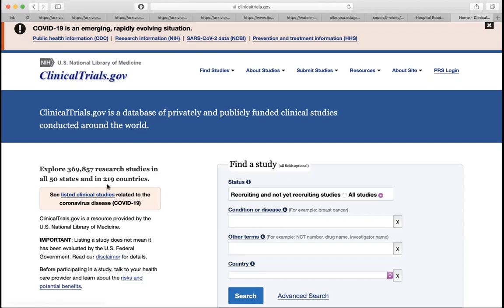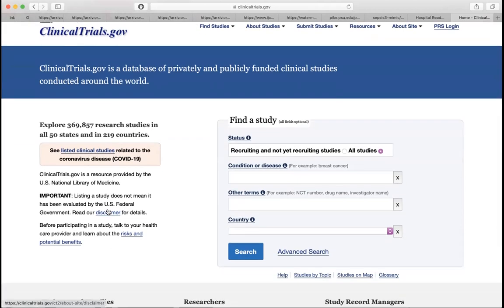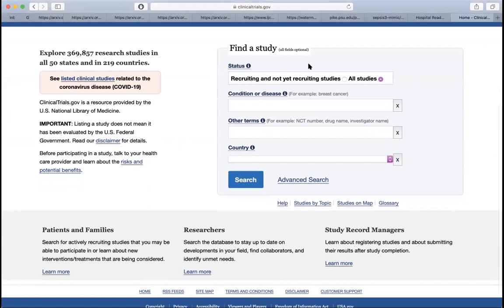So there must be clinical trials that have been going on in Korea that are part of this website as well. So let's say that you are looking at recruiting and not yet recruiting studies, all studies. We're just going to look at all studies.